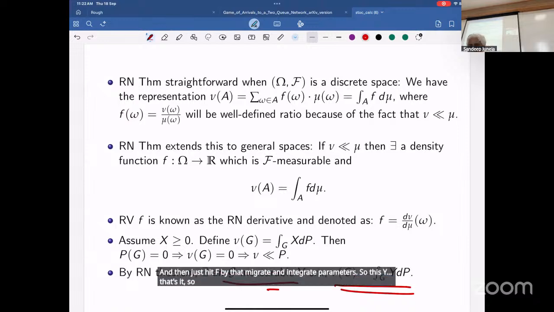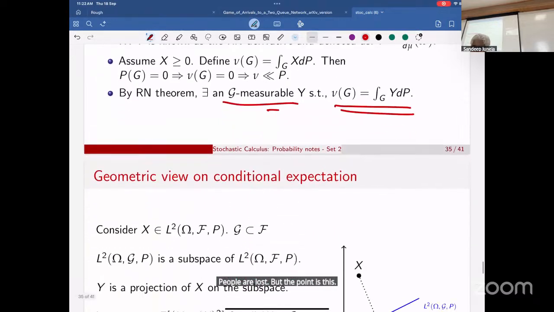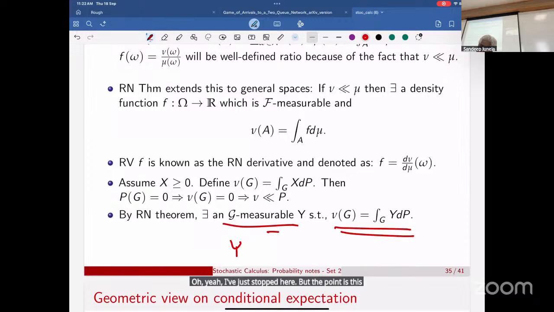So let me just complete the story, then I'll come back to it. I see what you're saying, but I see some people are lost. But the point is this. The point is this Y is equal to E of X given G.